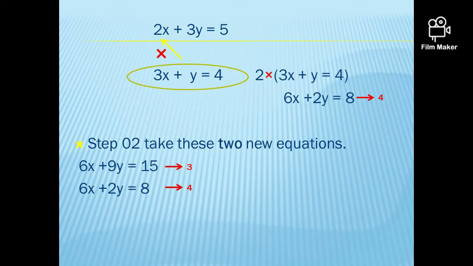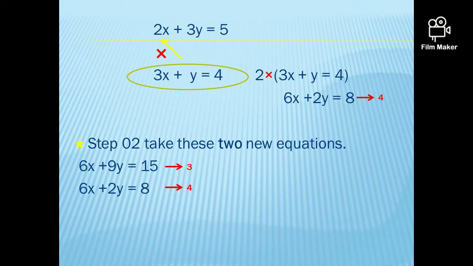Now take the second equation, 3x plus y equals 4, multiplied by the coefficient of x in the first equation, the number in front of x in the first equation, that is 2. Therefore, you have to multiply 3x plus y equals 4 with 2. There you get the answer 6x plus 2y equals 8. Label it as equation number 4.